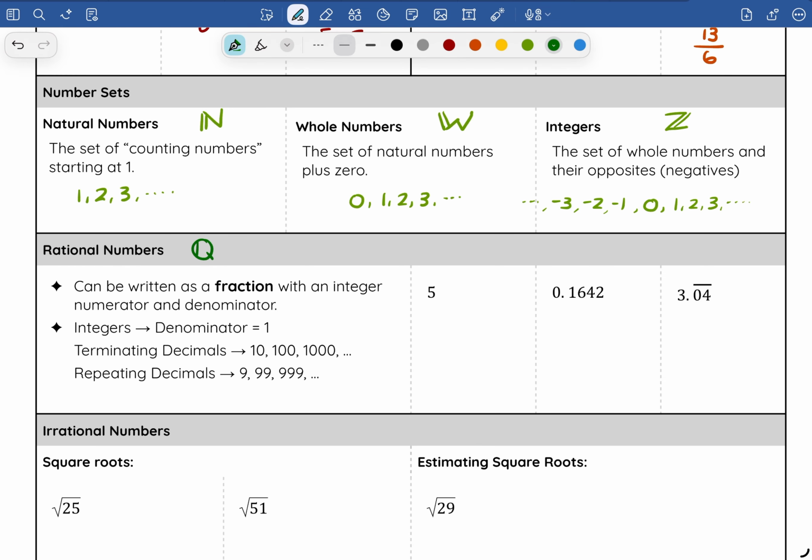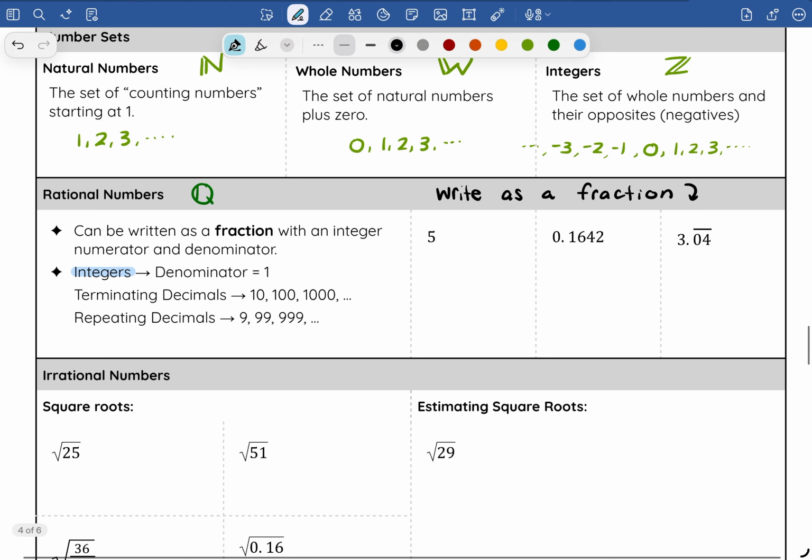So for each of these, we're looking to write them as a fraction for all of these examples. And we have different rules depending on what we're starting with. So if we are starting with an integer, then we just take whatever that integer is and we put a 1 on the bottom. And then suddenly it looks like a fraction without actually changing anything at all. So instead of 5, we're going to have 5 over 1.